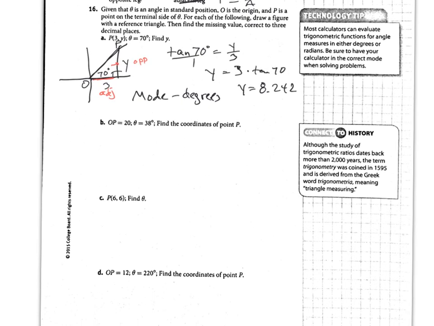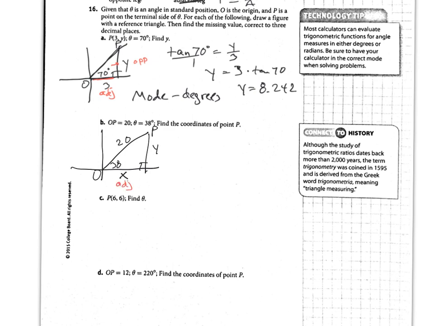Let's try another one. OP is 20. Our angle is 38, so we know we're in the first quadrant. So this is our 38-degree angle. This is O, of course. This is P. This is 20. We're trying to find the coordinates. Oh, so we need 2 things. We need X and Y. It's important that you label them correctly. X goes left and right, Y goes up and down. So we're going to have to do this twice. I'm going to do X first.